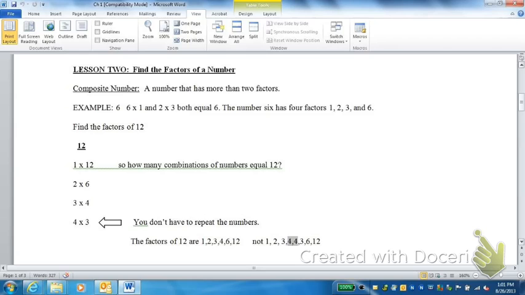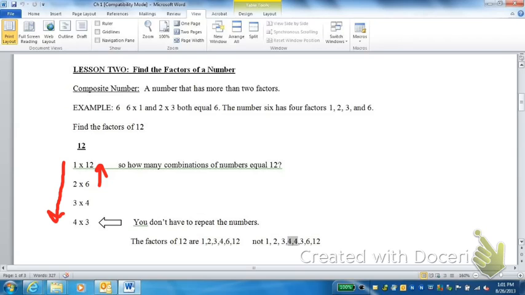So we always start with 1. 1 times 12, 2 times 6, 3 times 4. Once I know I used 4, I don't have to use it again. We don't want to repeat any numbers. So the factors of 12 would be 1, 2, 3, 4, 6, and 12, which are right down here. We want to put them in order: 1, 2, 3, 4, 6, 12.